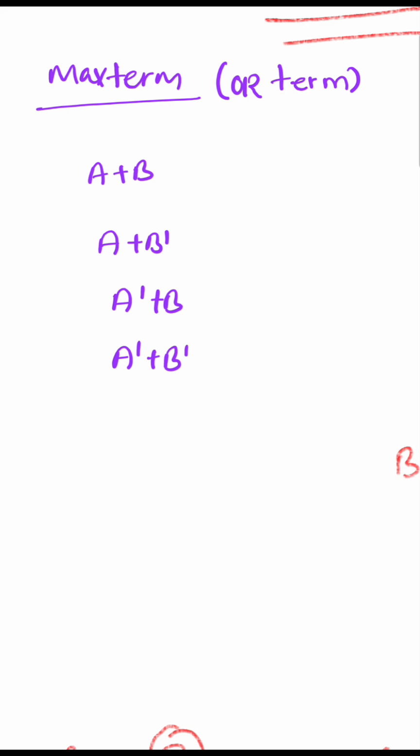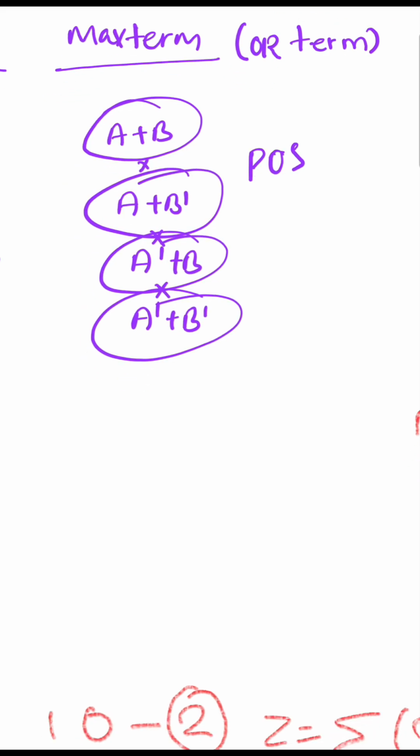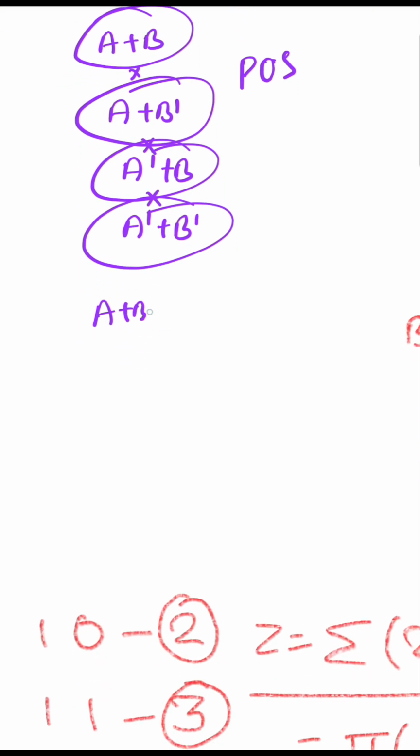Therefore, a maxterm identifies a unique row where the output is 0. This makes maxterms the building blocks of POS expressions. POS means product of sums. Here this is one sum, this is another sum, this is another sum, this is another sum. So we can multiply each of these sums, which is also known as product of sums or POS. The expression looks like A plus B multiplied by A plus B complement multiplied by A complement plus B complement, and similarly.